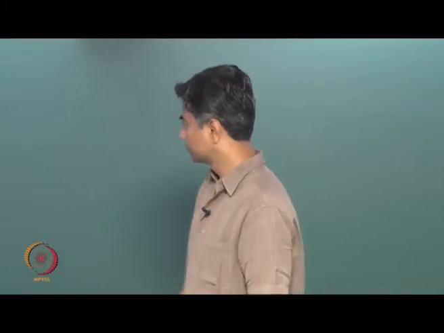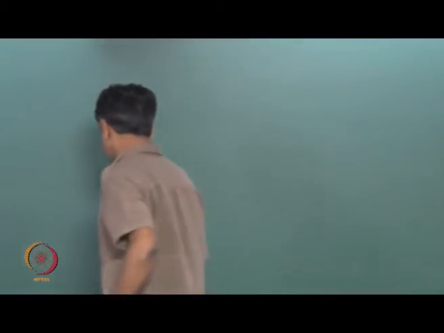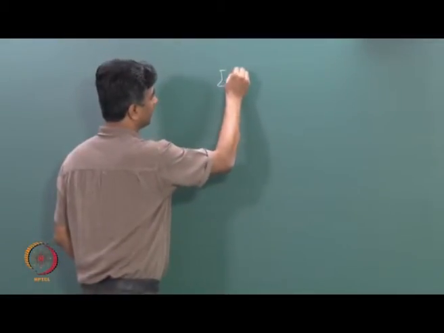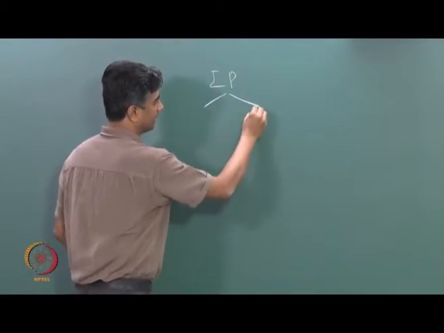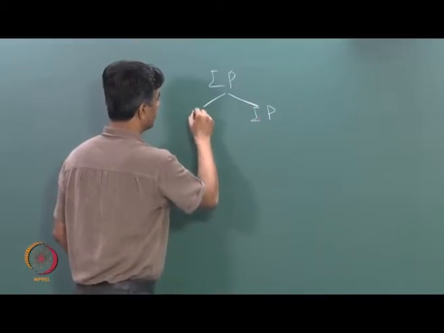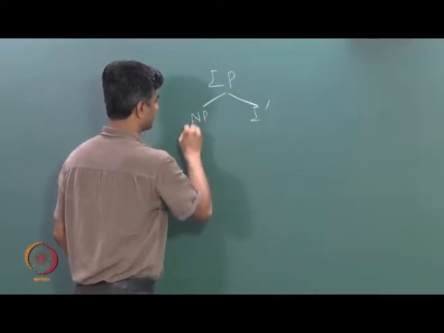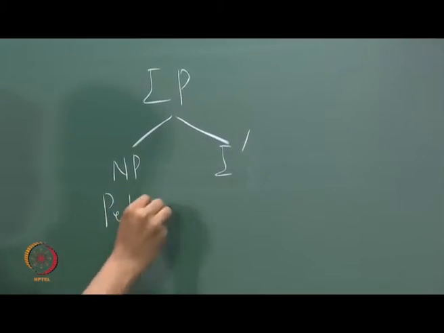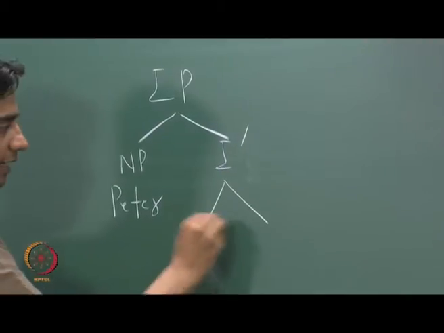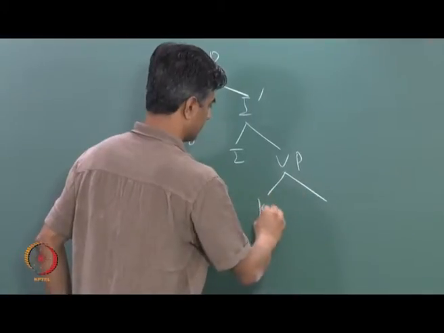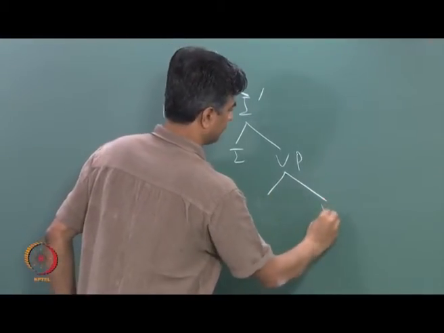Peter and John are... I don't have that on the screen, so I can draw that for you as well. So let's look at this. We have an IP, and the problem in that IP is, here is our NP Peter, and then we have I and VP.